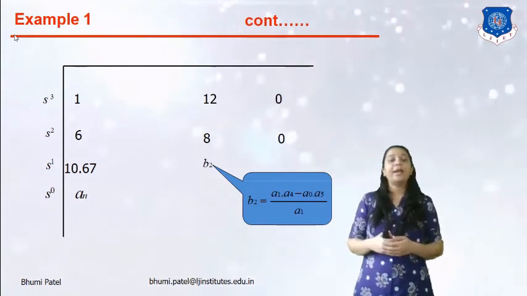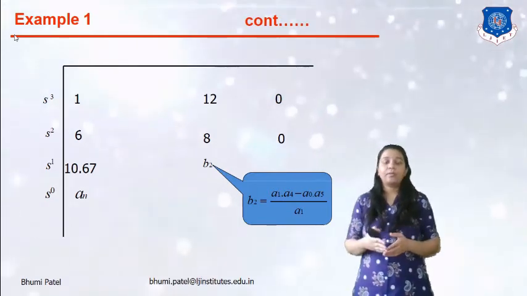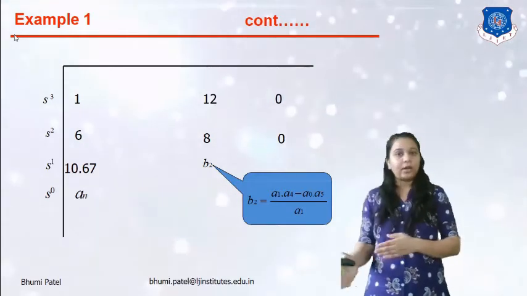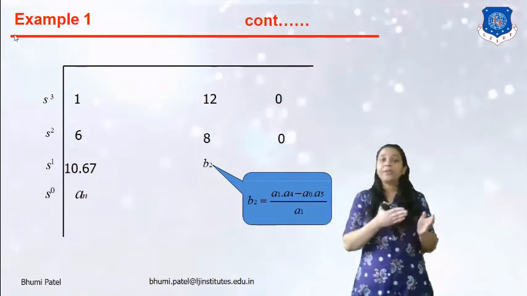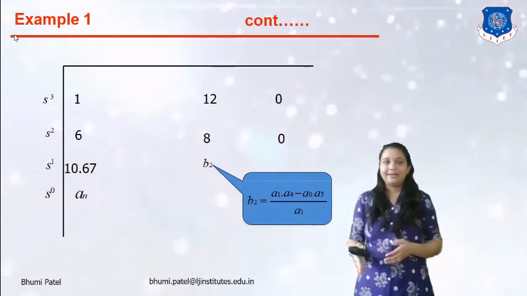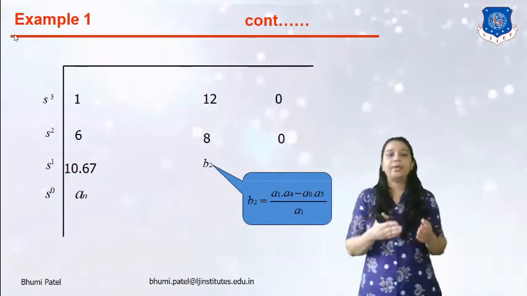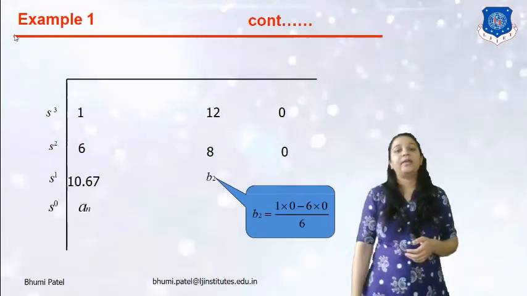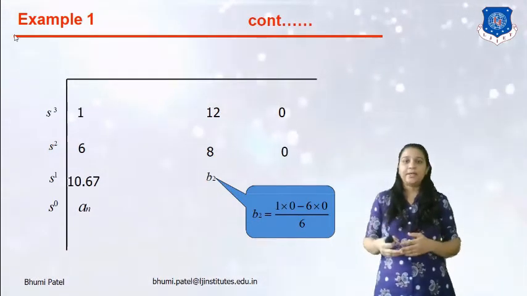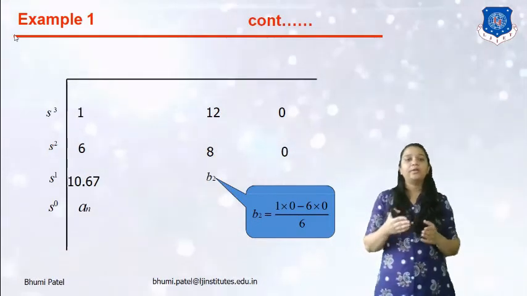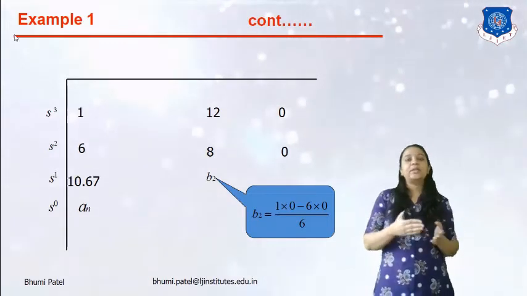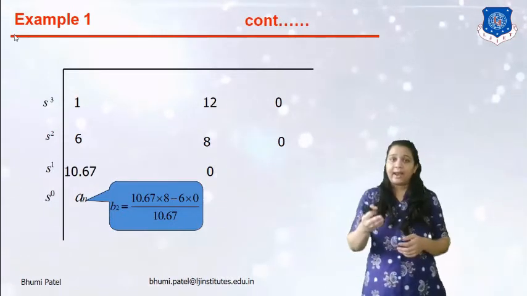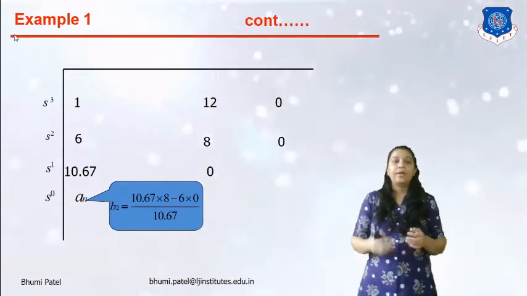Now we have to find b2. For that we skip the second column, and we consider the first column and the third column. So the equation will become (a1 into a3 minus a0 into a5) upon a1. Here you can see that the values of a3 and a5 are 0, so the equation becomes (6 into 0 minus 1 into 0) upon 6, and simplifying this equation, we get b2 is equal to 0.